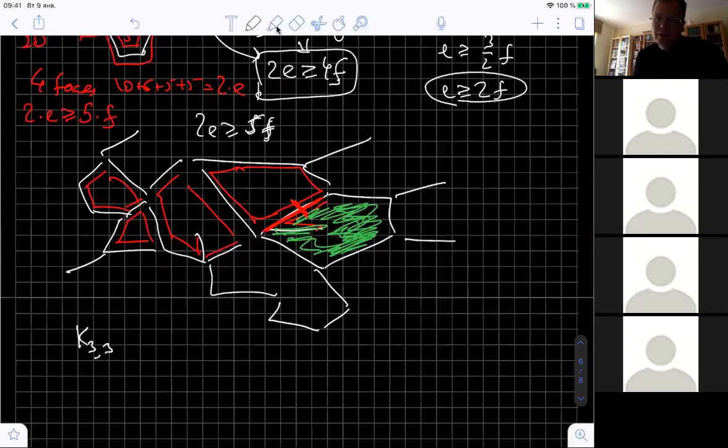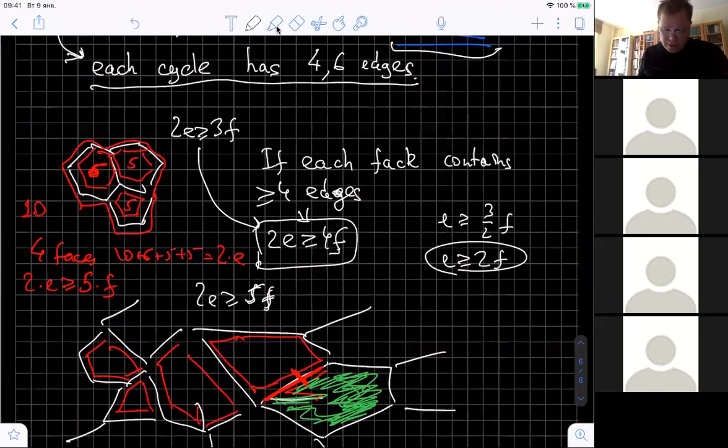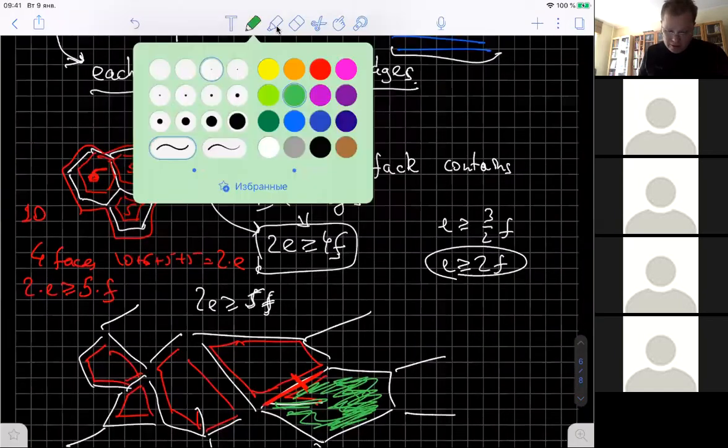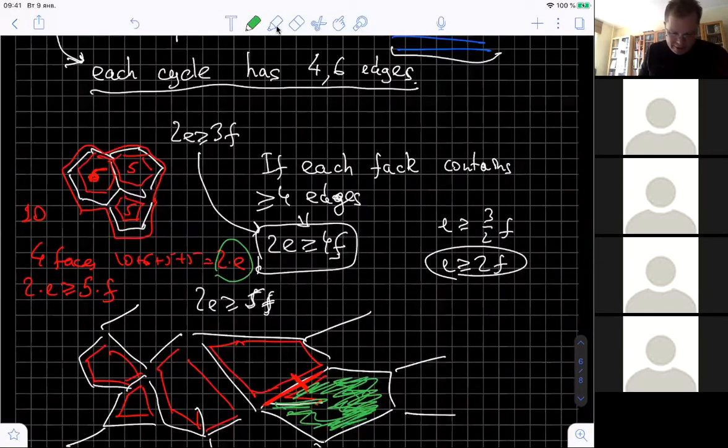Why does the sum equal 2E? Why doesn't the sum just equal E? Why does the sum equal 2 times E? Because for each edge, I calculate exactly 2 times, because it belongs to the two faces.